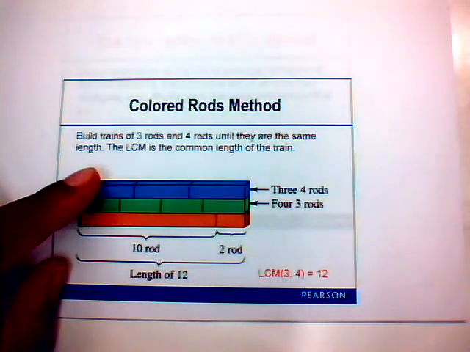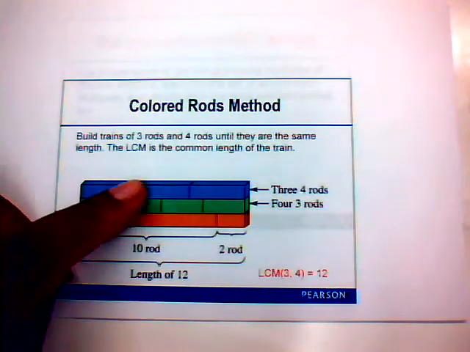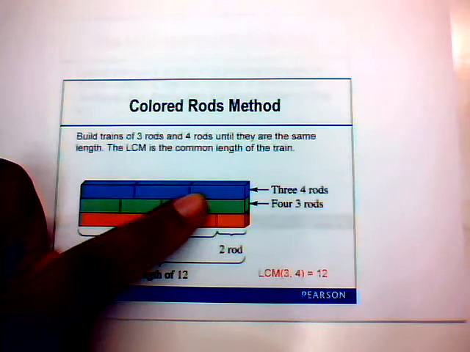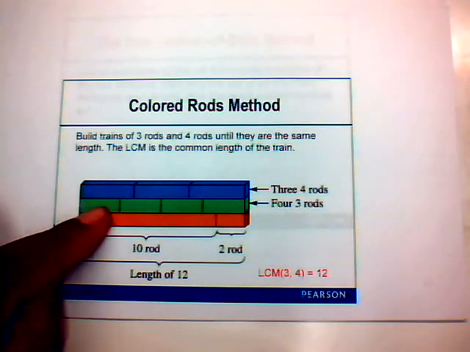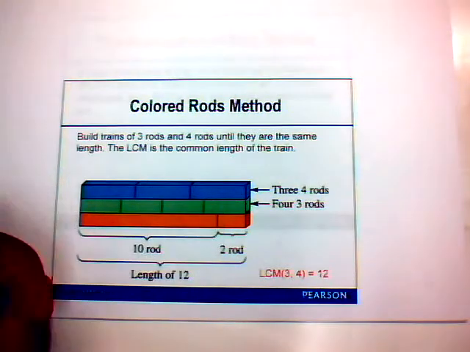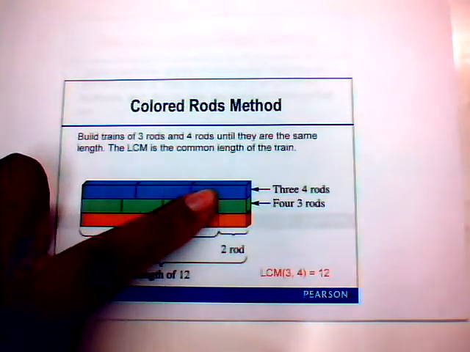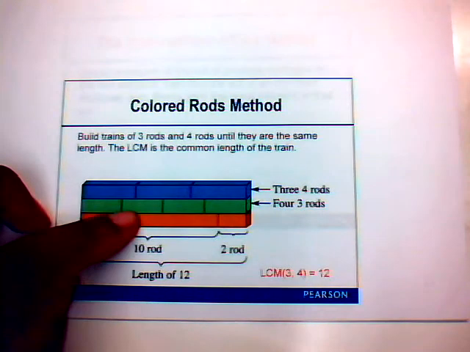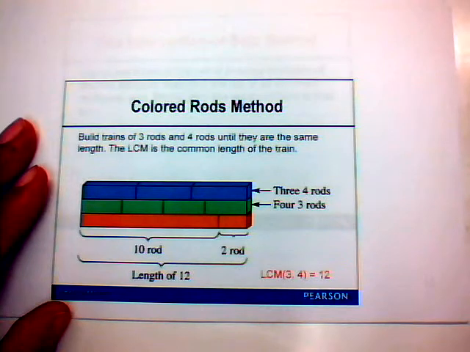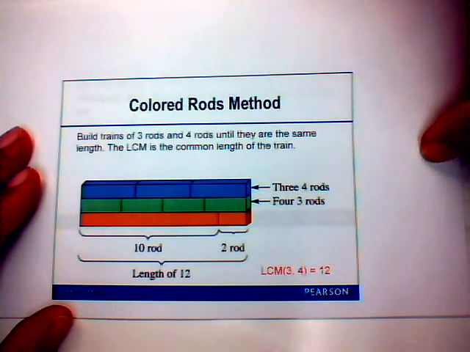Notice in this case, each blue is a 4 rod, so you have 3 4 rods, and then the green is the 3 rod, so you have 1, 2, 3, 4 3 rods. The 3 4 rods give you a length of 12. The 4 3 rods give you a length of 12. So the least common multiple of 3 and 4 would be 12.